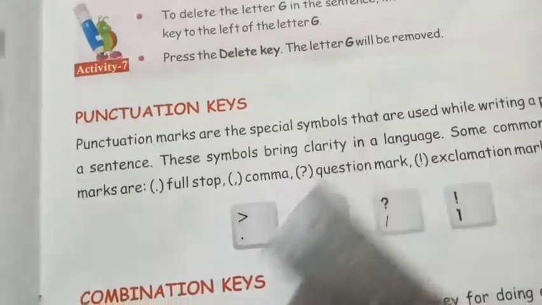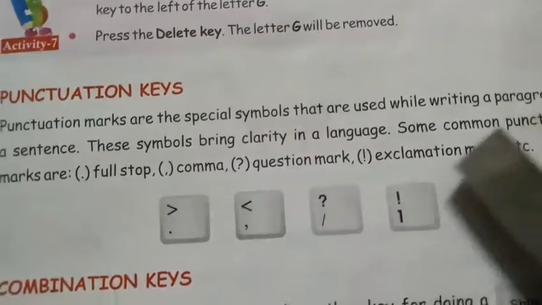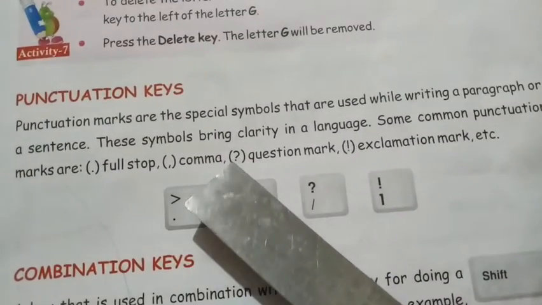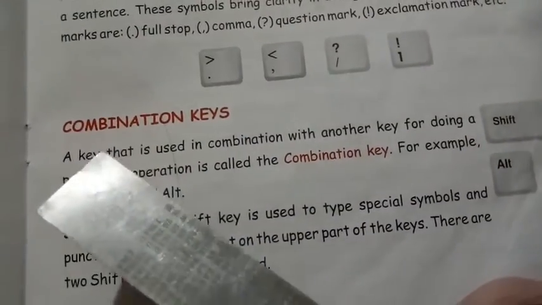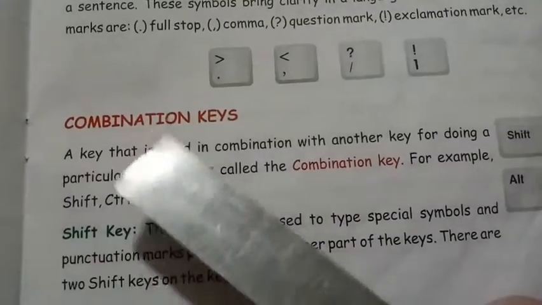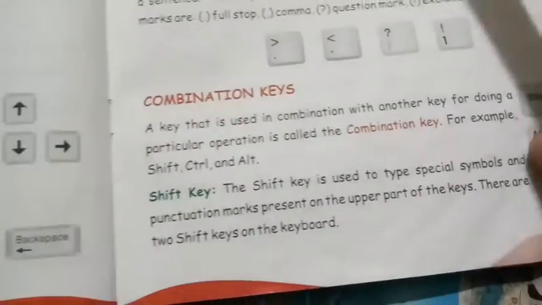And punctuation keys students, see the symbols. See full stop, comma, question mark, exclamation mark, all these are punctuation keys. If question mark is also there, so please students watch it thoroughly. Now combination keys, as you know students, combination key always work with another key, okay, for doing a particular operation. Shift key, and this one also you have to learn students.